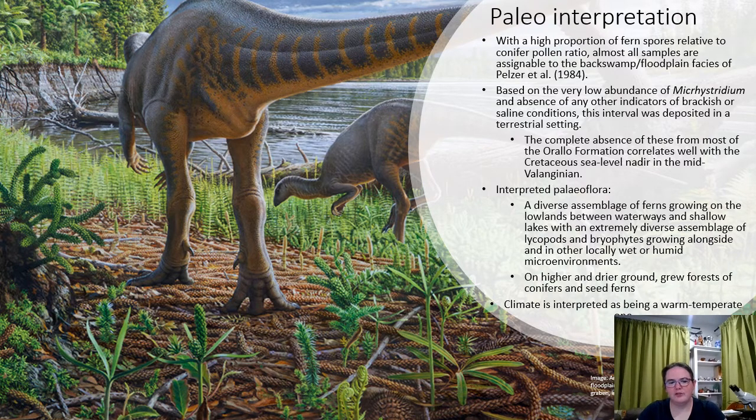So the paleoflora can be interpreted as a diverse assemblage of ferns growing on the lowlands between waterways and shallow lakes, with an extremely diverse assemblage of lycopods and bryophytes growing alongside, and with conifers and seed ferns growing on higher and drier lands under warm temperate conditions.